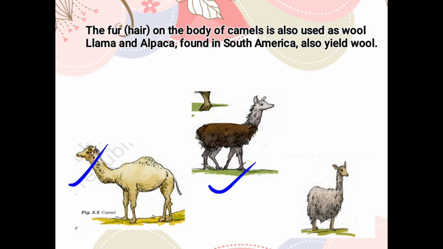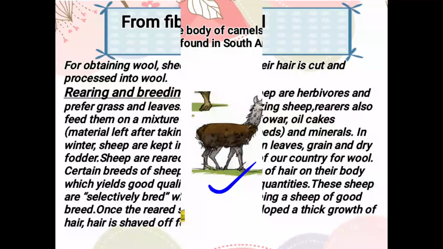Now another species of animals from which we are getting wool is the llama or the alpaca. These animals are found in South America, and from the hair we get from these animals, we are also getting wool. So these are some of the animals from which we are getting different kinds of wool.